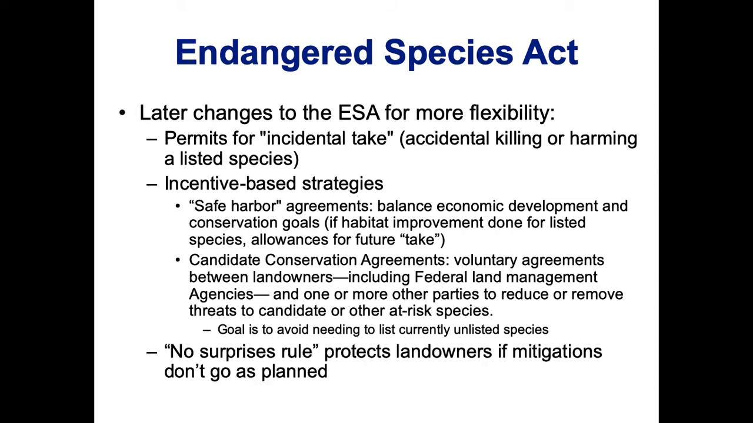They've also come up with a no surprises rule that protects landowners if mitigations don't go as planned. So if they're voluntarily trying to help a species, if it doesn't work the way they want, they're not going to automatically be restricted in what they can do, even though they tried to go ahead with these agreements.